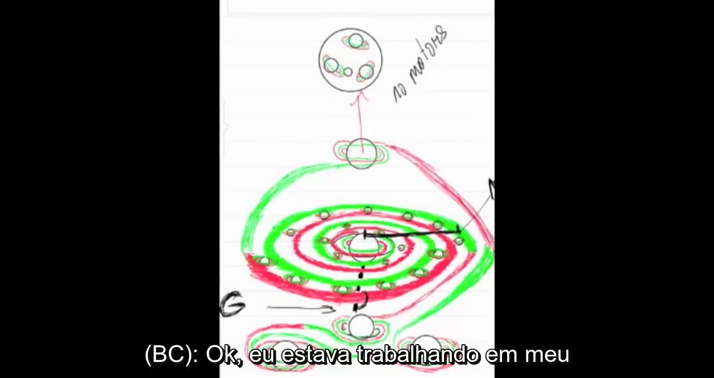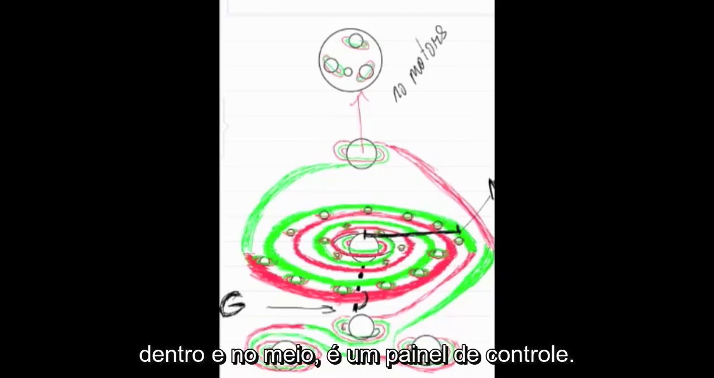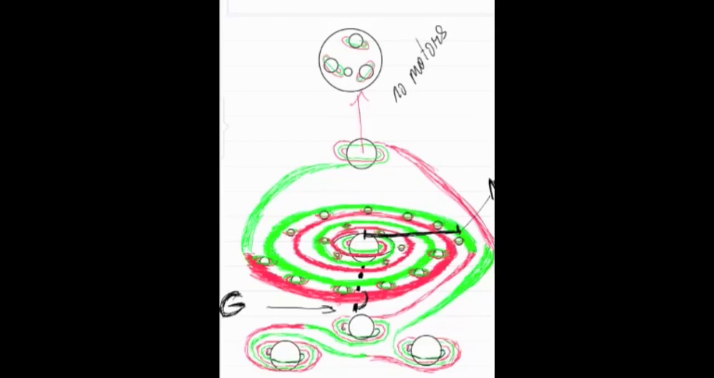Okay, so I was working on my peace reactor. So you can see there is a 4-star Mason unit inside. In the middle, this is a control panel. So one second, I will explain everything.